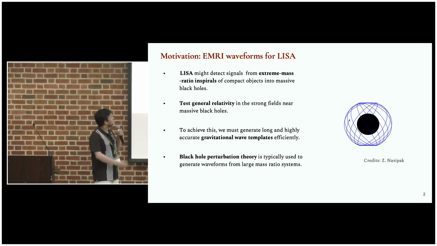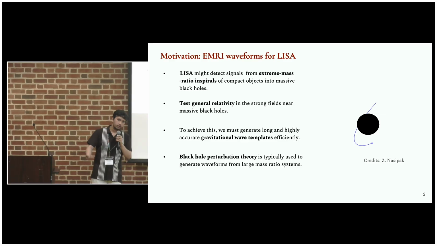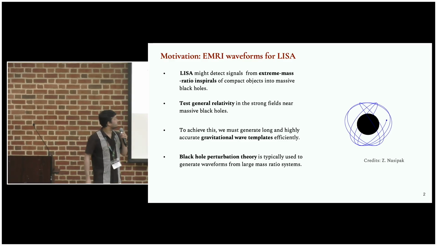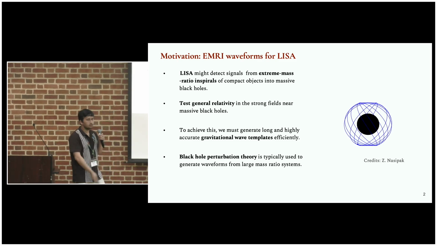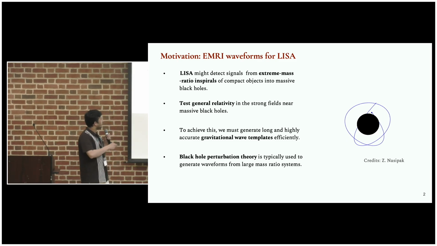I'm packaging a lot into tests of GR. What I really mean is, let's say, black hole spectroscopy, both linear and nonlinear. You can try to do ringdown modeling, QNMs, but I'm packaging all of that in TGR here. And to achieve this, we would need very long and highly accurate GW templates. And we basically try to make these templates in the framework of black hole perturbation theory. And that is how we create these waveforms.